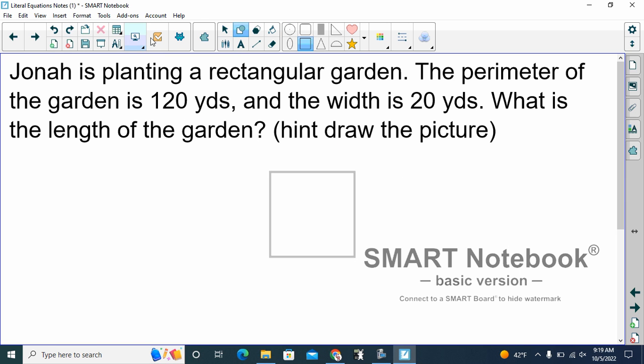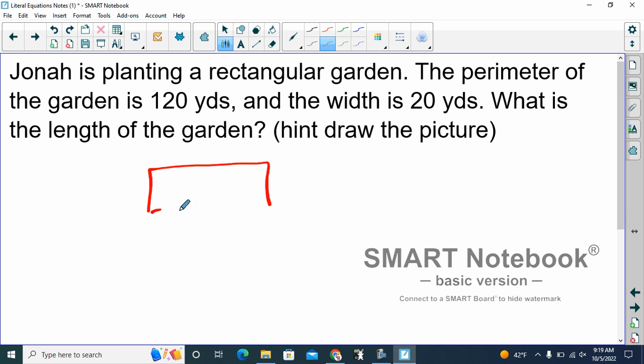That's a square. Certainly we got a rectangle somewhere, right? Maybe not. So draw a rectangle. It tells us that the width is 20 yards, so label one side as 20. We don't know what the length is. That's what we're looking for, we are trying to find the length. We're going to label that side as X. Because it's a rectangle, we know that this side is also X, and this side over here is also 20.